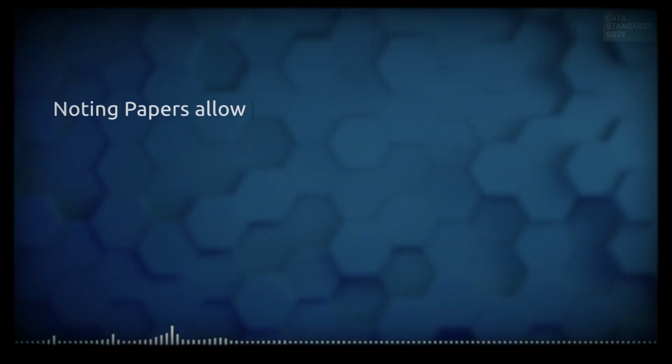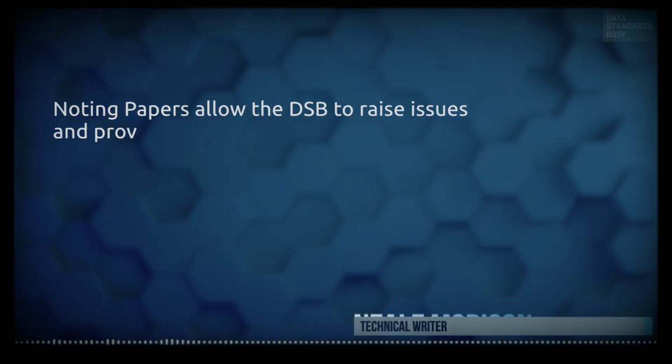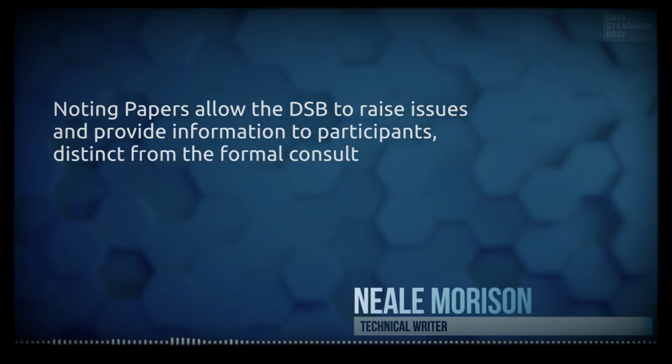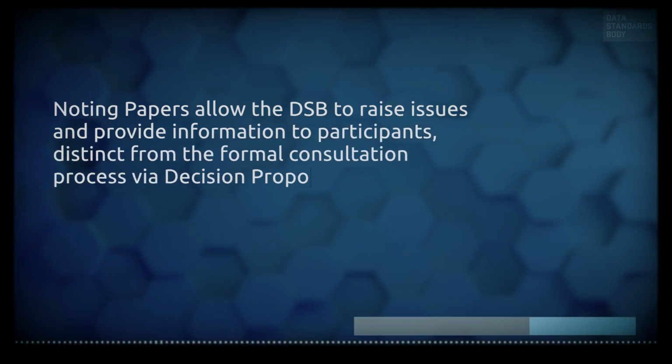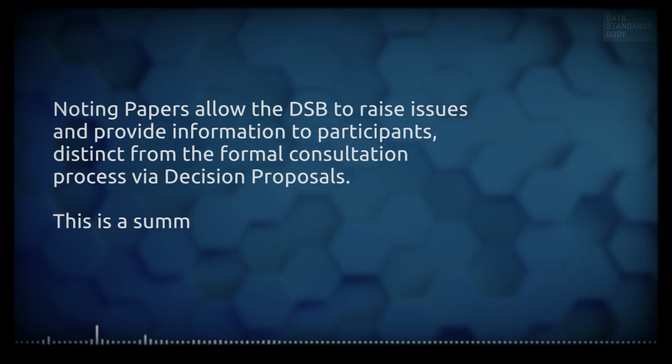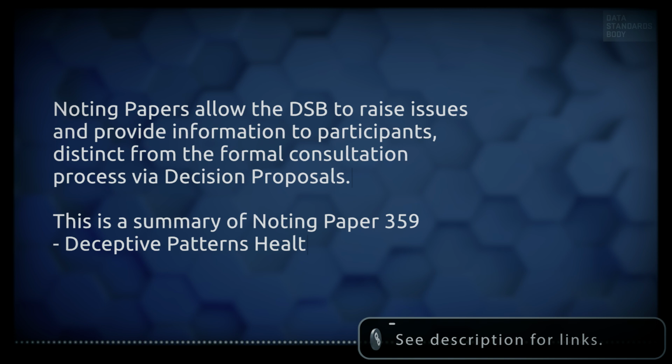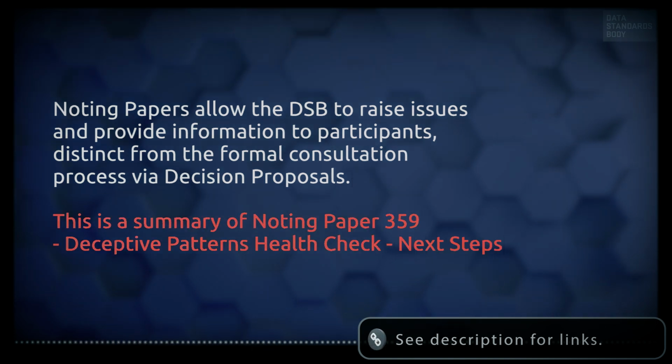Noting papers allow the DSB to raise issues and provide information to participants, distinct from the formal consultation process via decision proposals. This is a summary of Noting Paper 359, Deceptive Patterns Health Check, Next Steps.